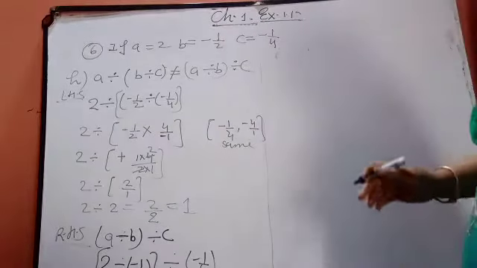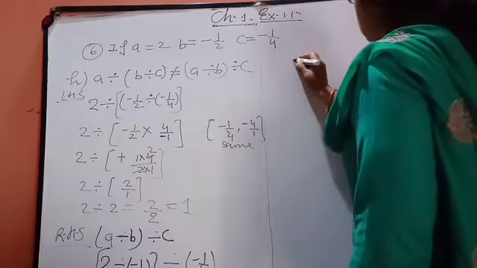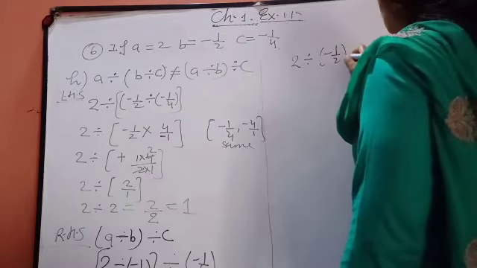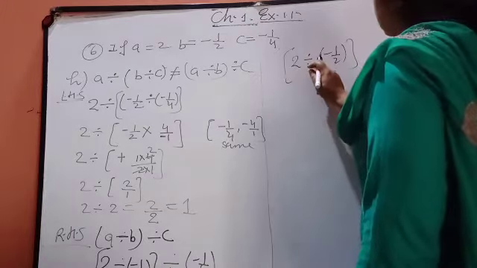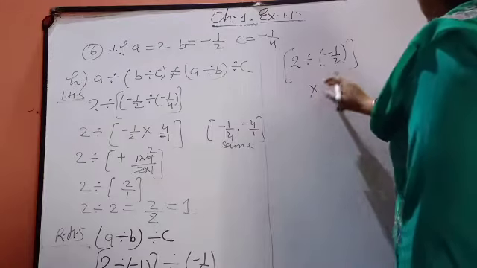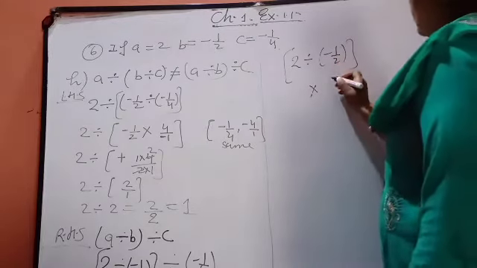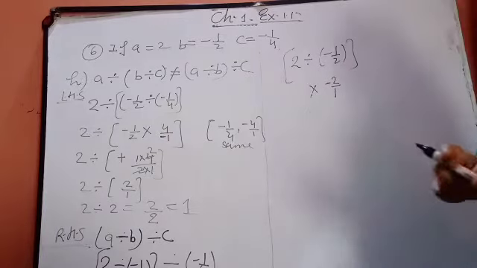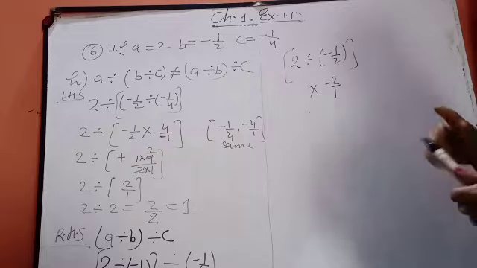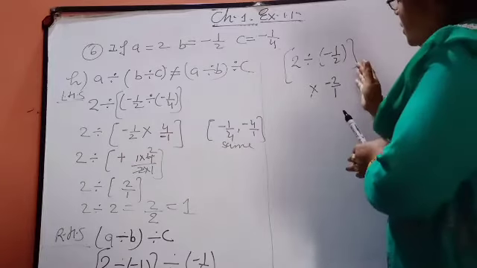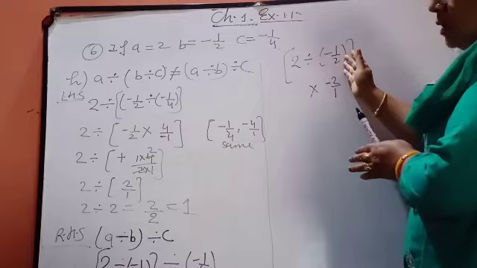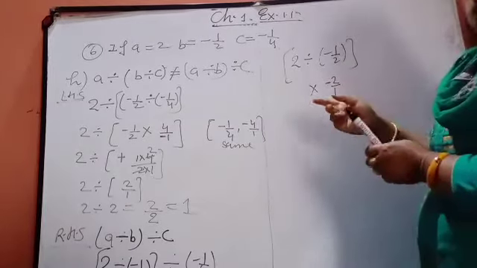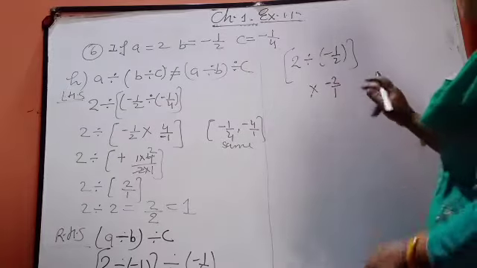See, first, 2 divide minus 1 upon 2. What I told you is that you will take this divide sign as into, and it will become minus 2 upon 1, the reciprocal of the second. Whenever there is division of fractions or rational numbers, after the division sign you take the reverse of that number, meaning the numerator is converted into the denominator and the denominator into the numerator.